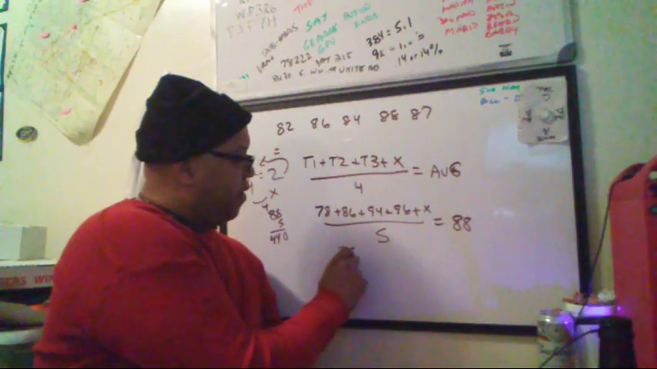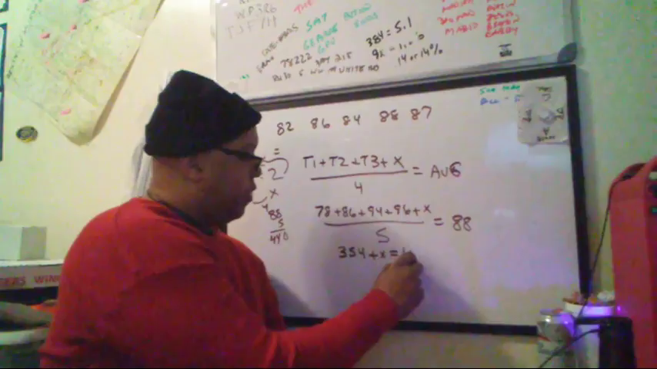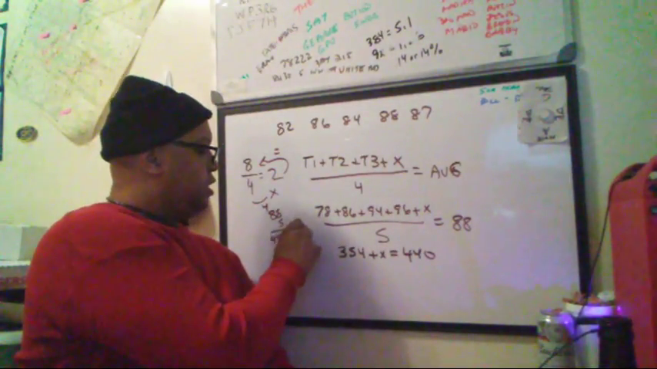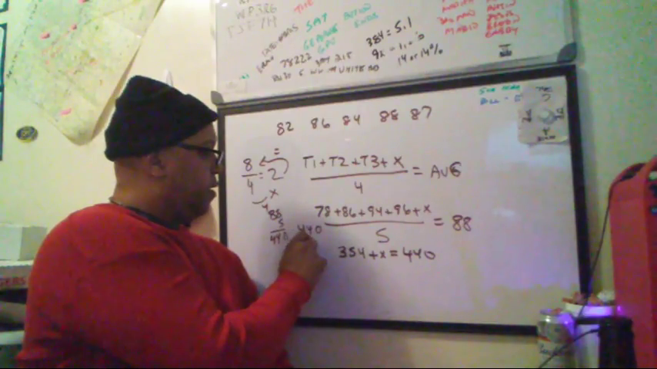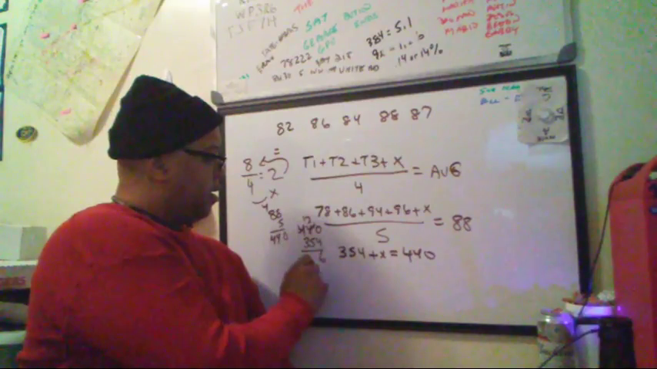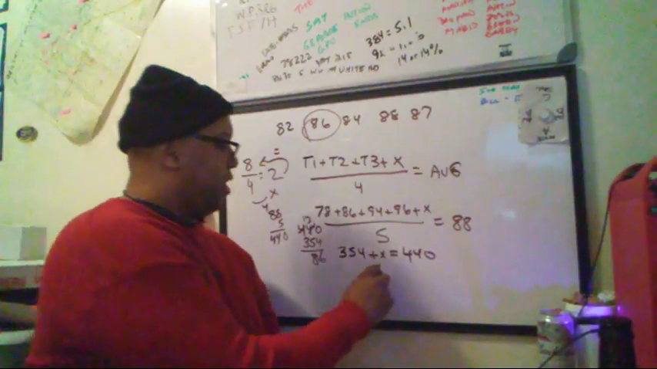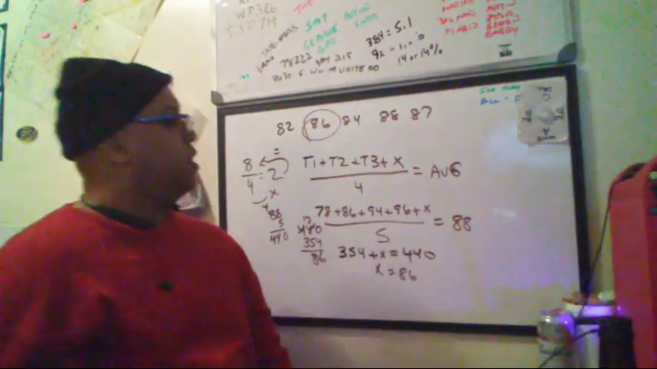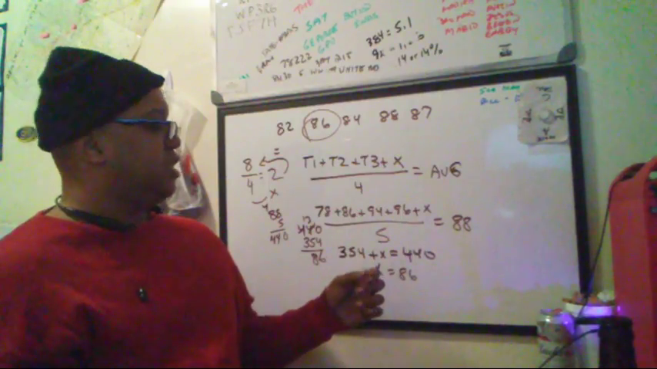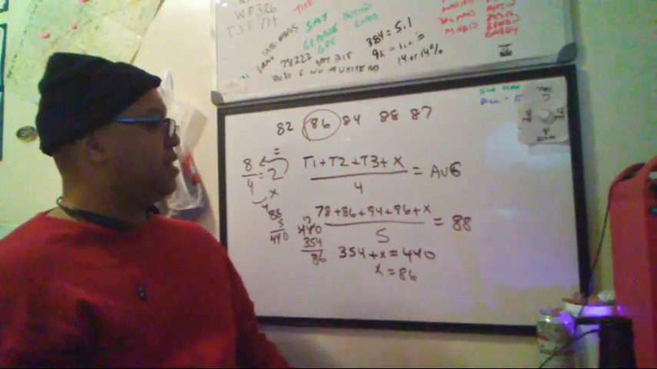So 354 plus X is equal to 440. 354 goes to the other side and is subtracted from 440. And 86 is our answer. So X is equal to 86. Amanda forgot what her 5th test score was because she wanted to brag about her B. And that's how we find it.